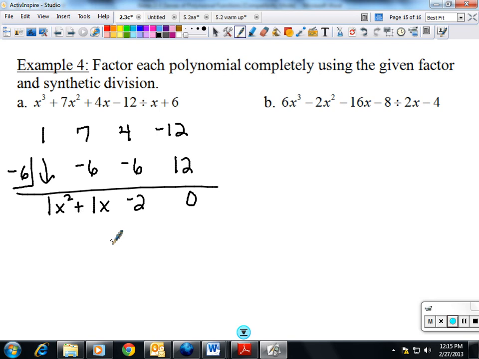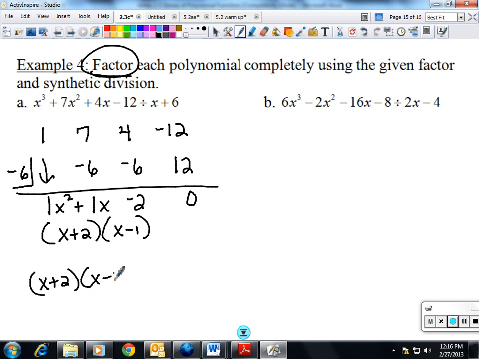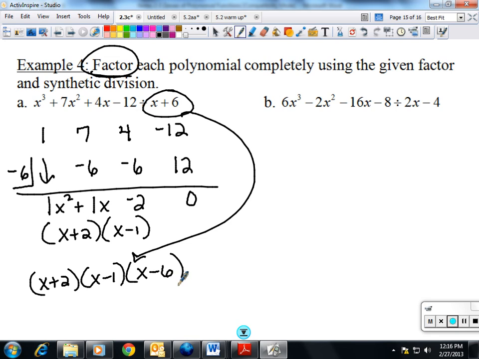Now it asks me to factor it completely. That means whatever I get as my answer, I factor it. So I'm going to say what multiplies to give me negative 2 and adds to give me positive 1. That'll be x plus 2 and x minus 1. So my answer is going to be x plus 2, x minus 1, and this x minus 6 from here. And that's me factoring this. If you multiply all three of these out, you'll get this answer right here.